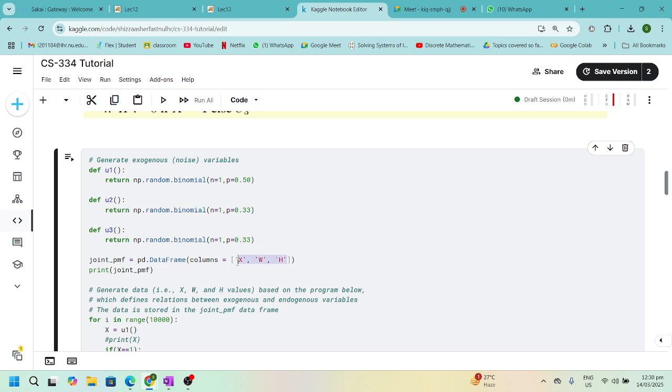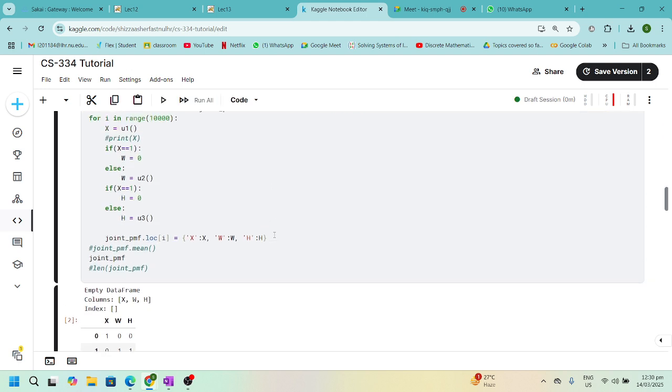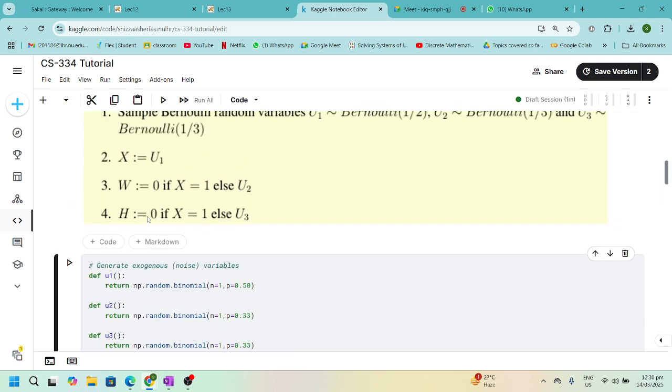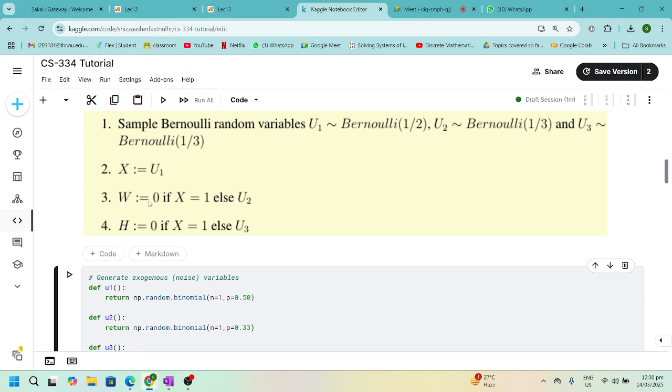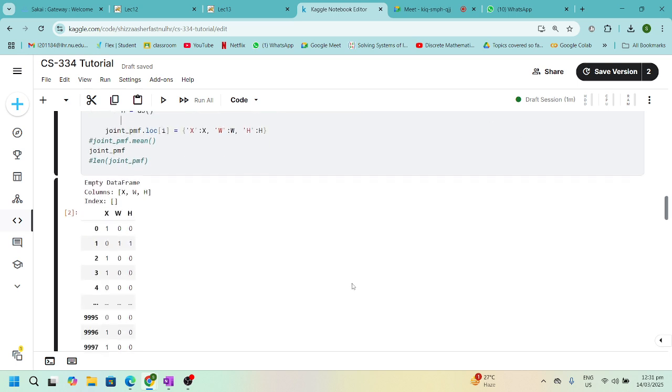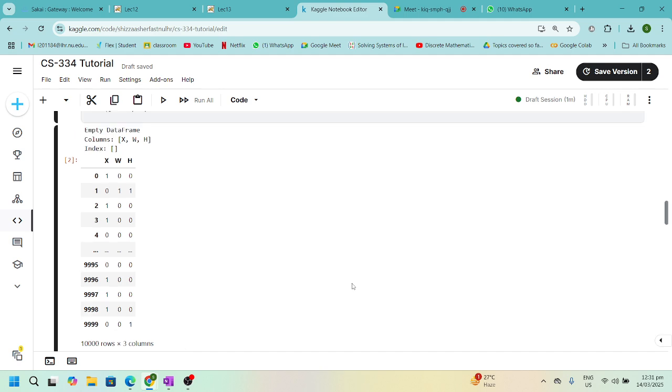Now I'm creating a data frame with these columns X, W, and H. And now I am generating 10,000 rows based on the algorithm discussed. So first I generate X, which is just equal to U1. We know that. And then I check if X equals 1, then W equals 0, just based off of this line. Otherwise, I've written down that W equals U2. Similarly, if X equals 1, then H equals 0, otherwise H equals U3. And that is how I have created my data frame, which looks like this.